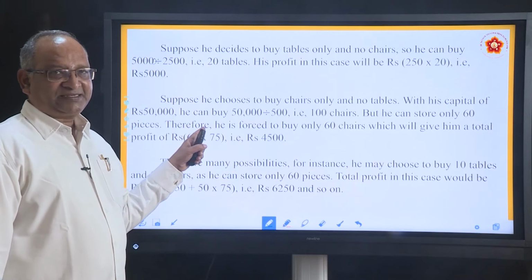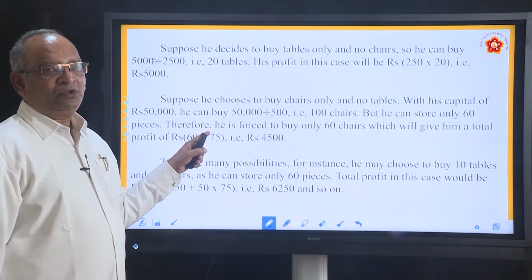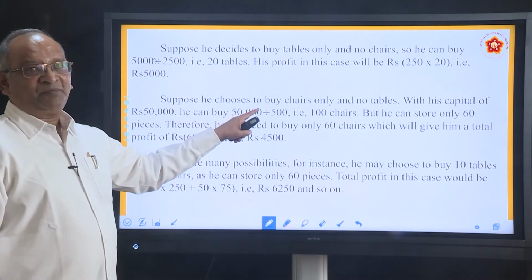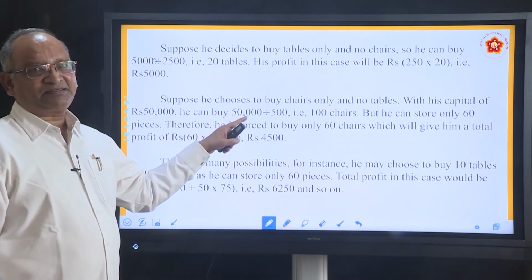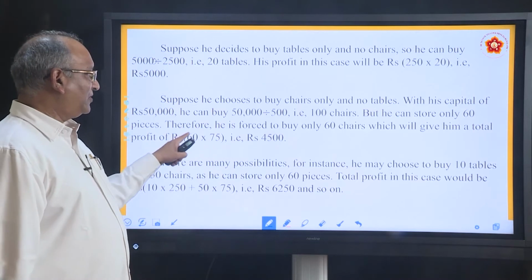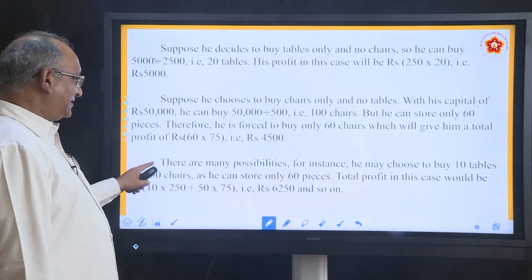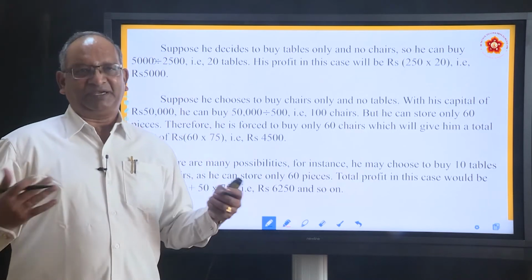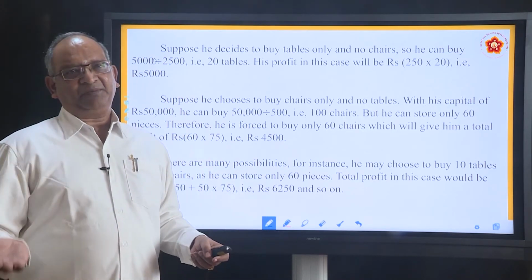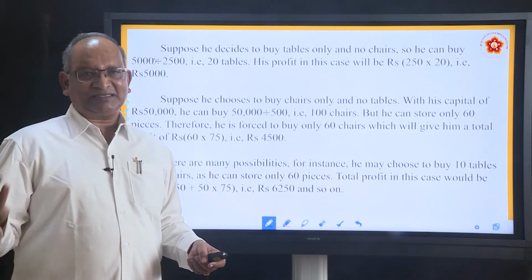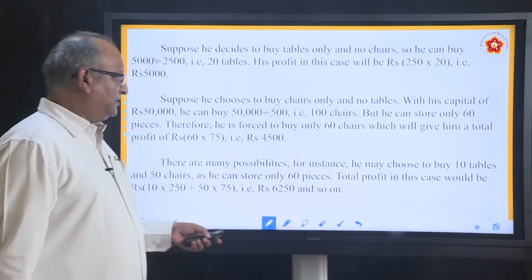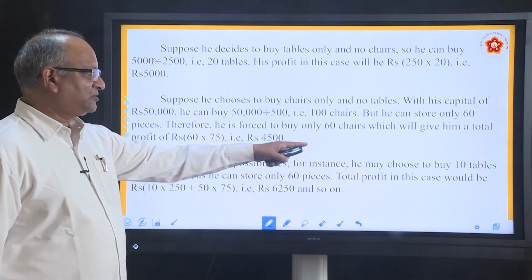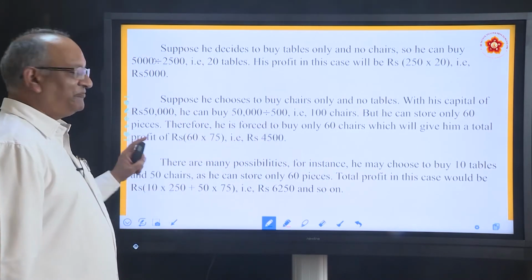I am sure you are understanding how the constraints come into play. Even though he can buy 100 chairs, since the storage capacity is 60 pieces, he can buy only 60. Next, there are many possibilities. You can think of so many: some chairs, some tables, more tables, or fewer chairs, fewer tables, like that. For instance, he may choose to buy 10 tables and 50 chairs.